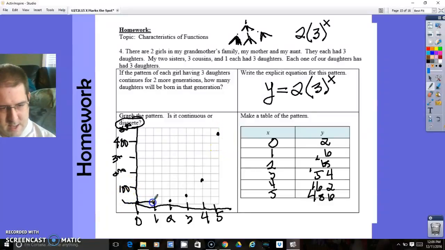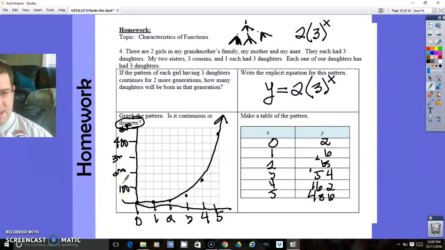So it is a hyperbola because it's an exponential equation. And it does not have an x-intercept, even though it does look like it would. It's going to go down here to the left infinitely and never hit.